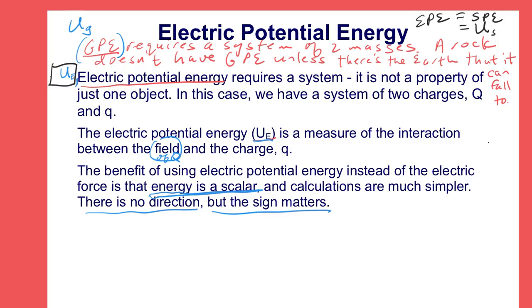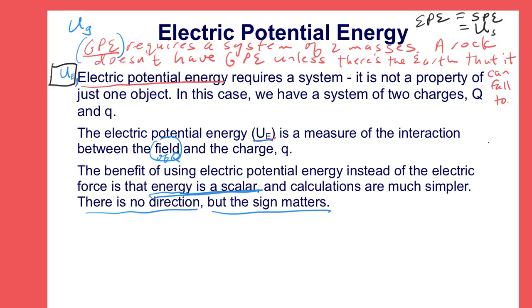To have any kind of potential energy, you have to have at least two objects. So we don't talk about the potential energy of one object by itself. For example, a rock that you're holding above the surface of the earth does not have potential energy unless the earth is there. So you need two masses for gravitational potential energy.